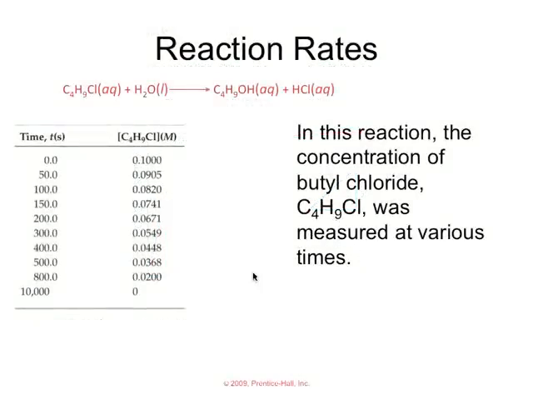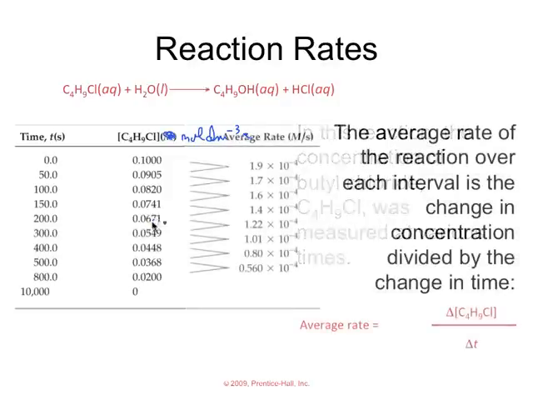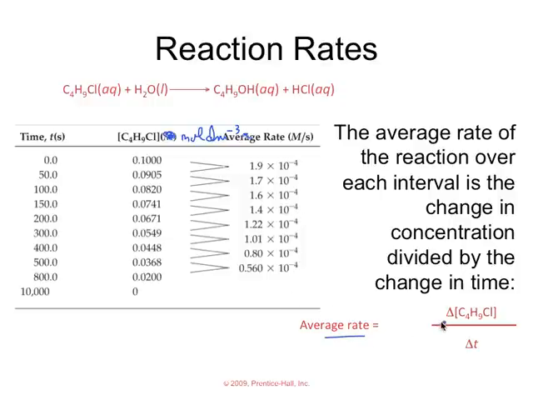Okay, so if we look at reaction rates, we have butyl chloride as my reactant reacting with water to form butanol and hydrochloric acid. The concentration of this reactant was measured over time, in moles decimeter to the negative third, using IB units, over time. Taking the change in concentration over this change in time gives us the average rate for that time period, and we can calculate average rates for each of those time periods by using the change in concentration of that reactant over the change in time for each of those intervals.